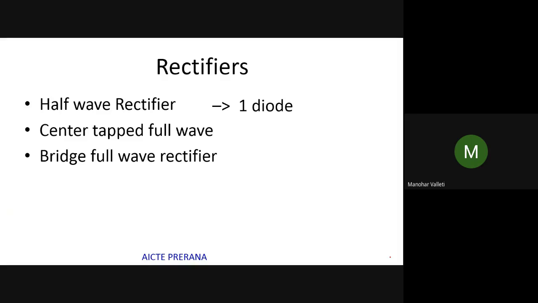Anybody any idea how many diodes were used in the center tap full wave rectifier? Do you remember how many diodes were used? Two, sir. Two, right? So the center tap full wave rectifier uses two diodes, and the bridge full wave rectifier uses four diodes.